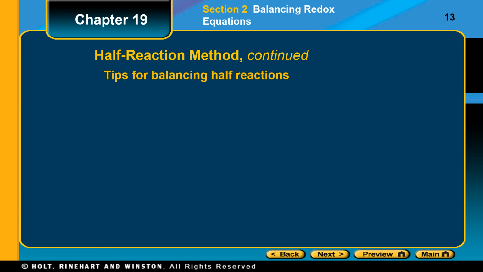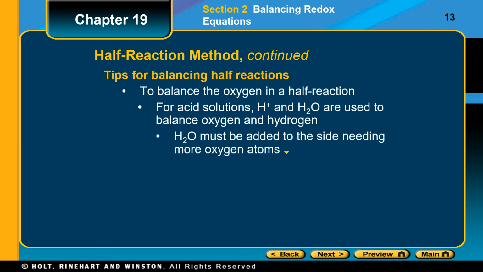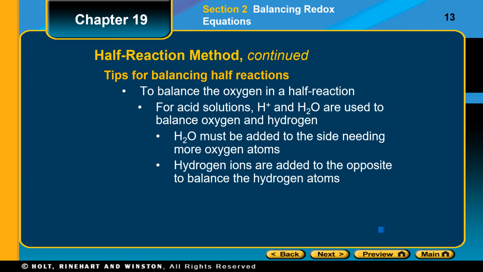Now, what are some tips for balancing half reactions? This is going to be kind of a summary. Okay, to balance the oxygens in a half reaction, if it's an acid, we add hydrogen ions and water. And the water must be added to the side that needs more oxygens. And then the hydrogen ions are added to the opposite side to balance out the hydrogens.